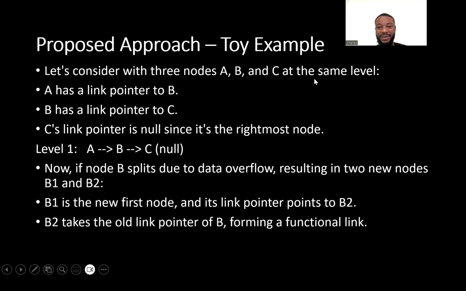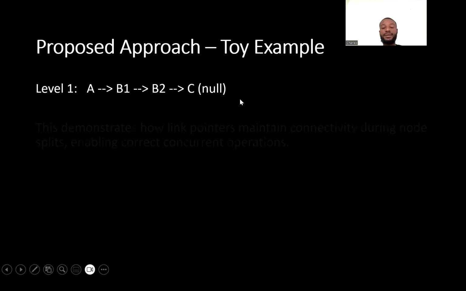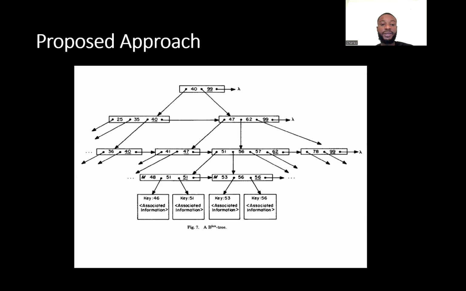Let's consider three nodes, A, B, C, at the same level. This B-link tree structure has a pointer connecting to nodes at the same level. If node B splits due to an overflow, B1 is the new first node, and it links to pointer B2. B2 takes the old link pointer of B, forming a functional link like this. That is a simple toy example to understand, but I'll soon explain how everything works.